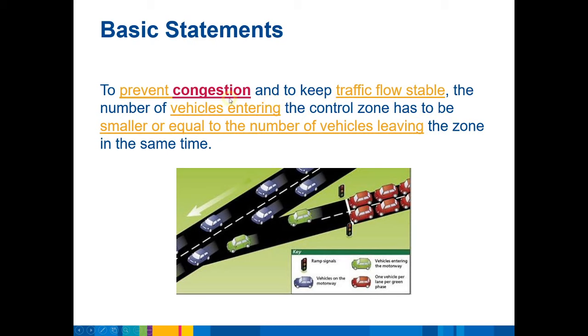So in terms of preventing congestion and keeping traffic flow stable, we want to make sure that the number of vehicles that enter a control zone, so this is a traffic stream that we're trying to control, is smaller than or equal to the number of vehicles leaving the zone in the same time. So here we've got a diagram of a lane metering arrangement. We are controlling the number of vehicles that are coming in, so all of these red vehicles are stopped. The green vehicles are being incrementally released so that they don't oversaturate the capacity of the major highway in here.